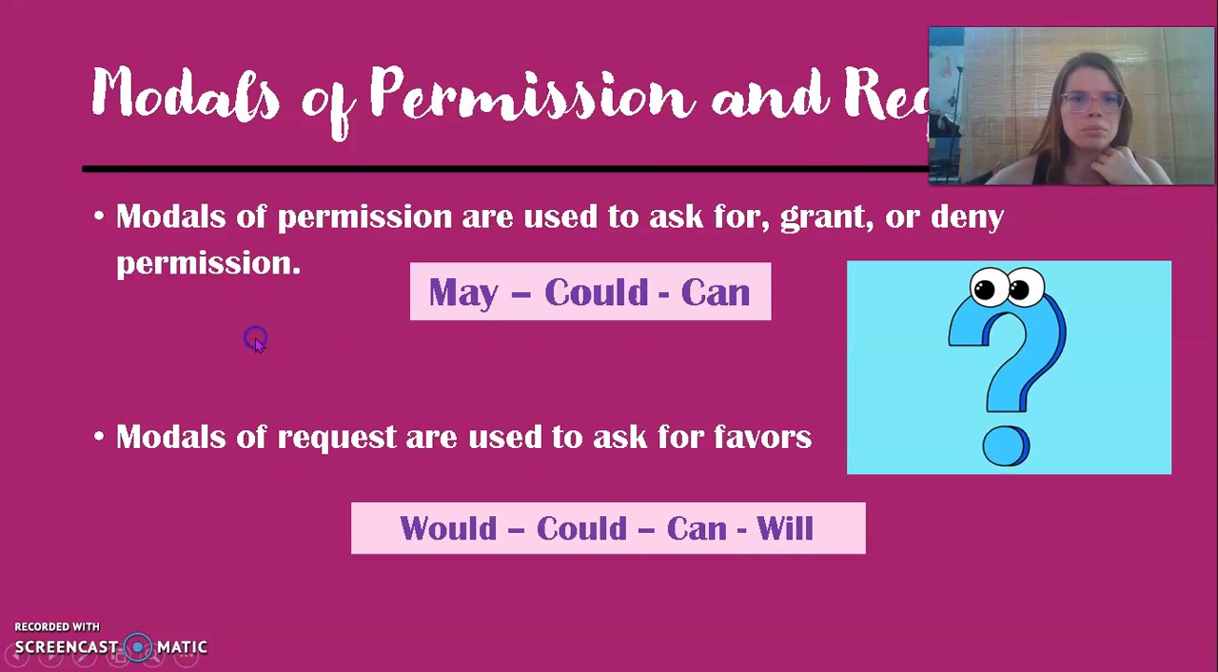Let's continue. Then we have modals of permission and modals of request.